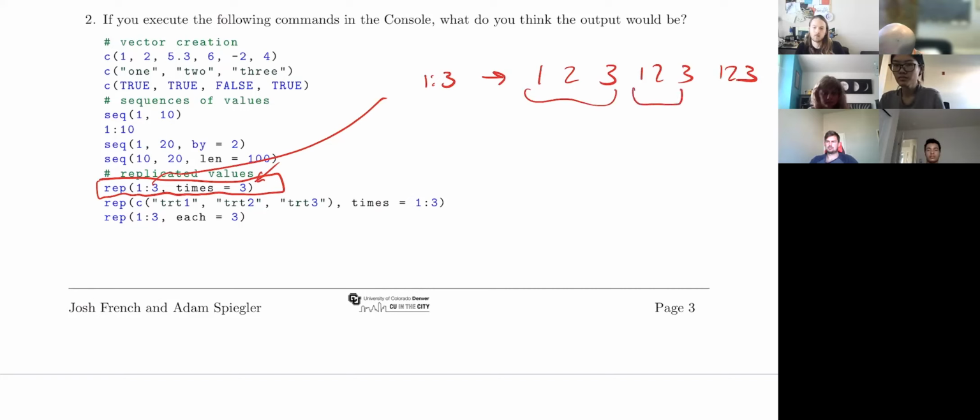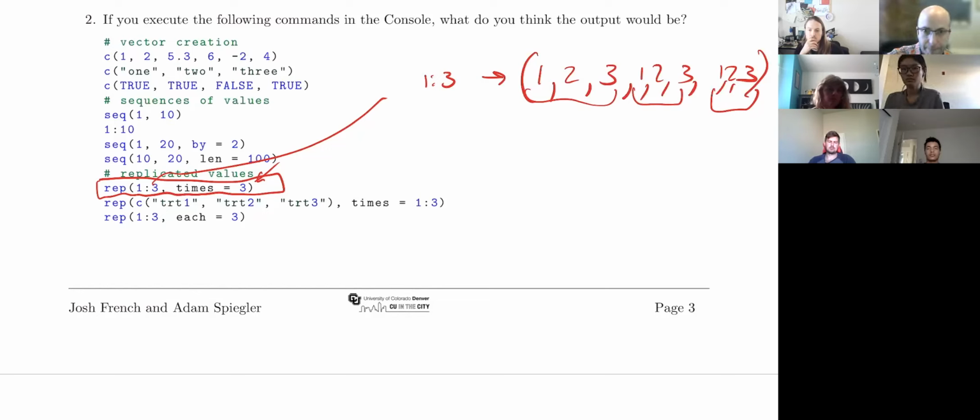So we'd have 1, 2, 3. Does it repeat it as a nested list, or are all those values just independent variables within the list or the vector? This would be a vector that has 9 entries, so each one is separate. Entry 1 is 1, entry 2 is 2, entry 3 is 3, entry 4 is now back to 1, and so on. What we're creating here are all vectors, so you want to think about these as individual entries in a vector.